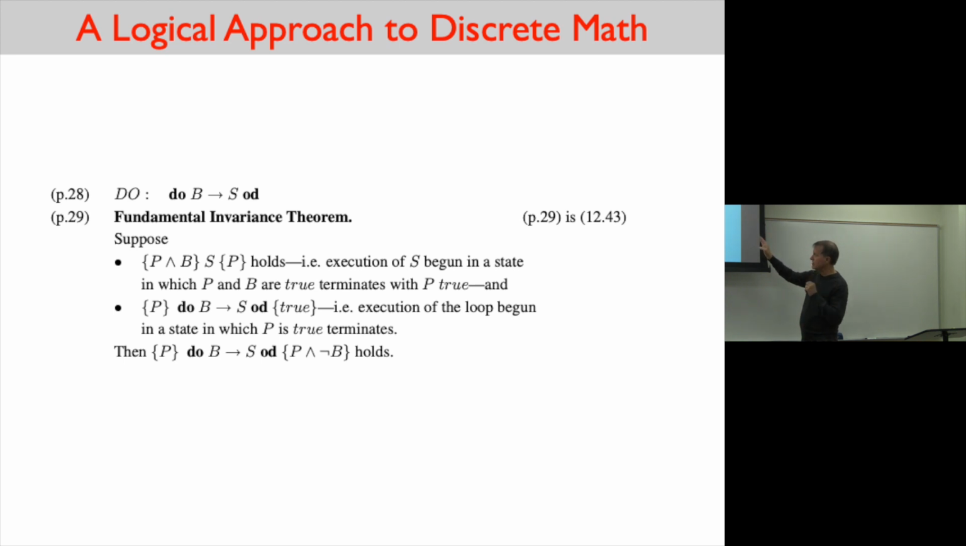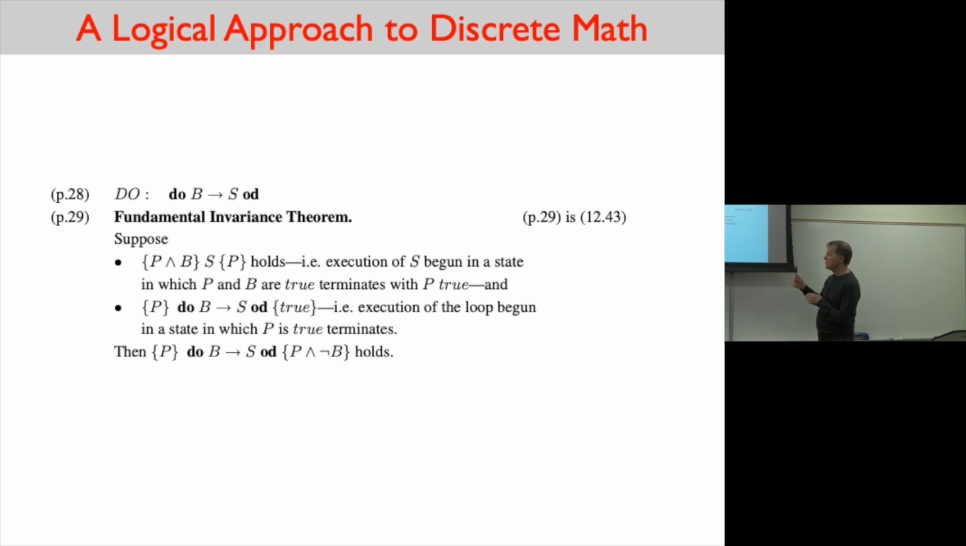It's an abbreviation for do. Now P.29 is the fundamental invariance theorem, and it says, suppose {P and B} S {P} holds. That's a Hoare triple. That is, execution begun in a state in which P and B are true terminates with P true. So that's just the interpretation of the Hoare triple that he's saying there. So suppose we have that Hoare triple, {P and B} S {P}.